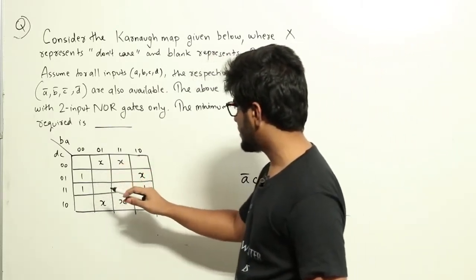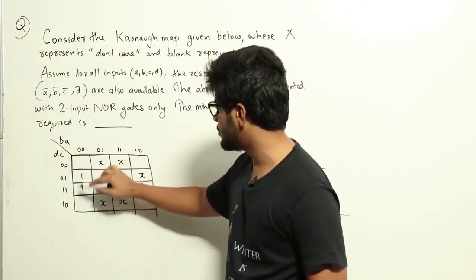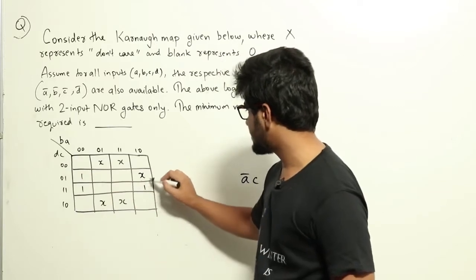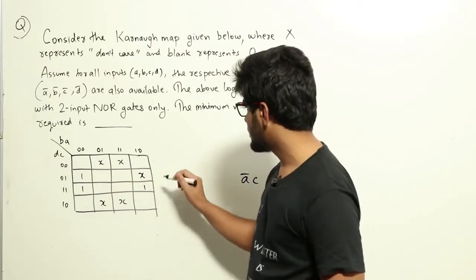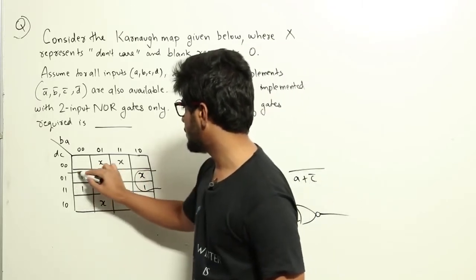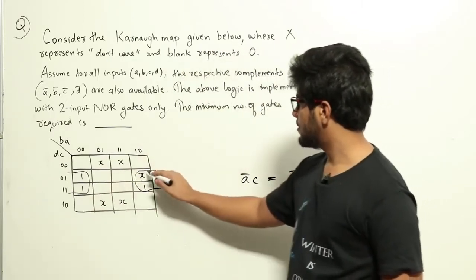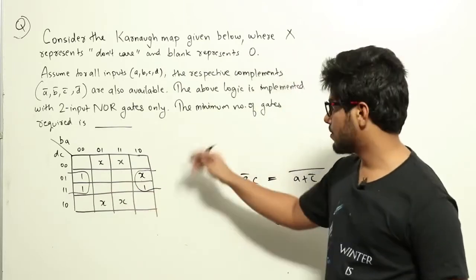So we need to find the largest prime implicants here. If you see 1 and 1, we can couple these two together. But if you look to the left side of it, you'll see that there is X and 1 as well. X is a don't care term, X can be 0 or 1. So we can combine these four together into one group. So this is the largest one. To the top or down, we have zeros only, so we can't take those to combine.